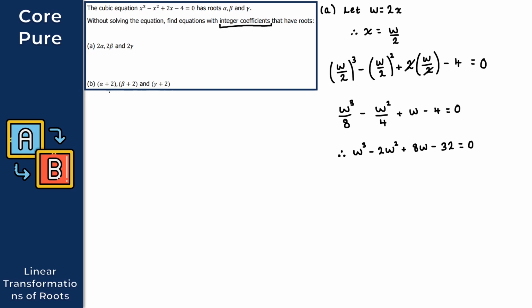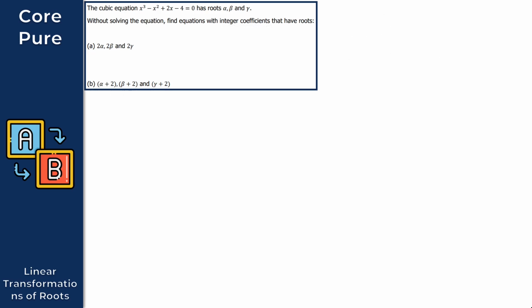Now for part B, as we can see, the roots are alpha plus 2, beta plus 2, and gamma plus 2. Now, we might need a little bit more room here, so let me just quickly clear the screen, and let's have a go at part B.